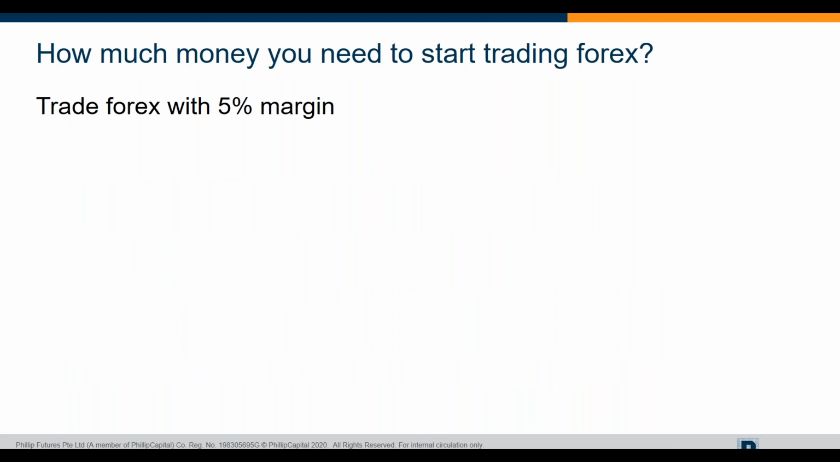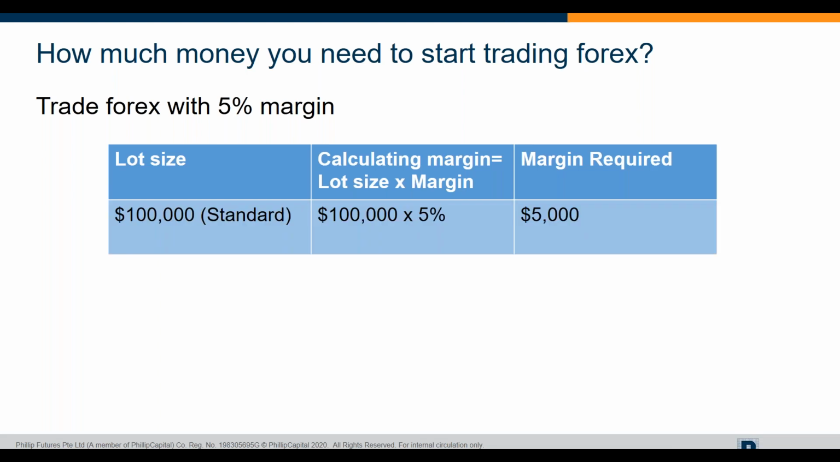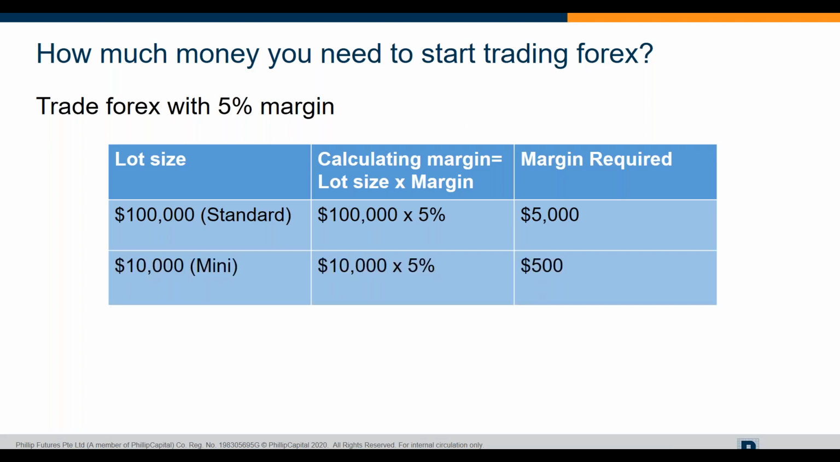So let's take an example, which is a real one, 5% margin in a Forex trade. How do we calculate how much money we need to start a position? Taking the lot size of 100,000, you take the nominal value times the margin. So in this case, you need $5,000 to start trading one standard lot. For a mini lot, 10,000 times 5%, you can start a mini position with just $500.